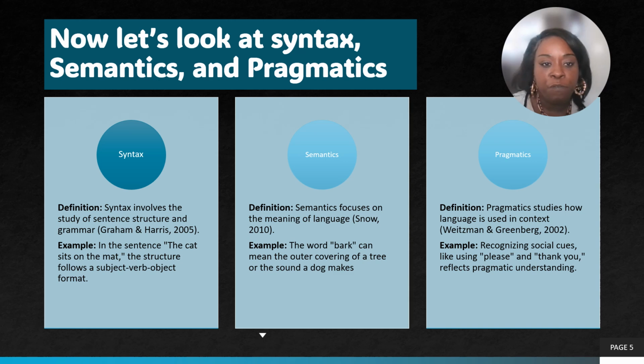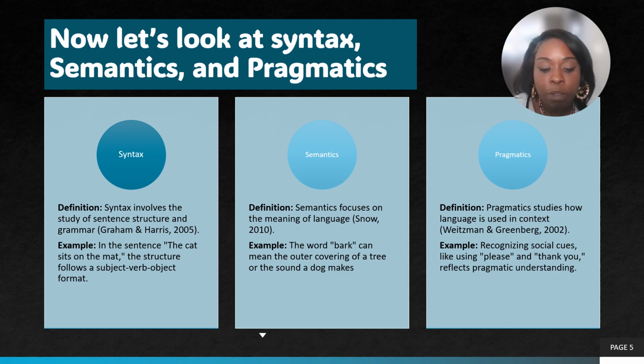The application for syntax is that proper syntax is the key to constructing coherent sentences, which enhances student writing. Teachers can teach students about sentence structures and help them communicate their ideas more effectively. Now, we're going to go on to semantics. Semantics focuses on the meaning of language. The example for this is a word like bark, which has two meanings.